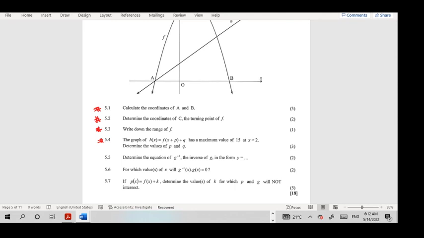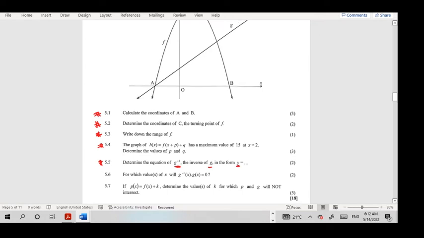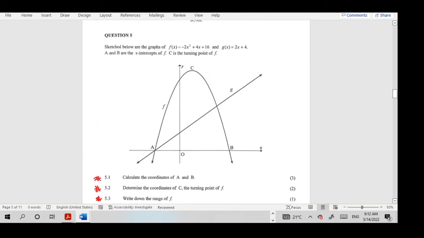So now we are going to do 5.5, which says that we must determine the inverse of g in the form y equals. We know that g of x equals 2x plus 4, which you write as y equals 2x plus 4. To find the inverse, we're going to swap x and y.